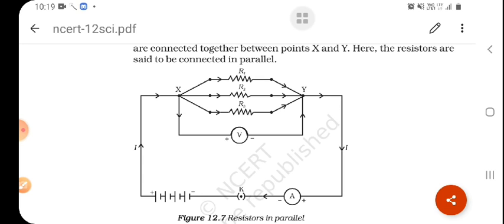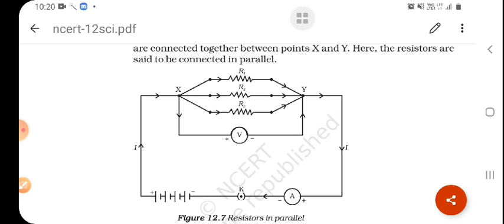When two or more resistors are connected in such a way that the first ends of all the resistances are connected to a first common point and the second ends are connected together, so that the same potential difference is applied across each of them, they are said to be connected in parallel. The current enters at the first end, where x is, and leaves at the second end, where y is.